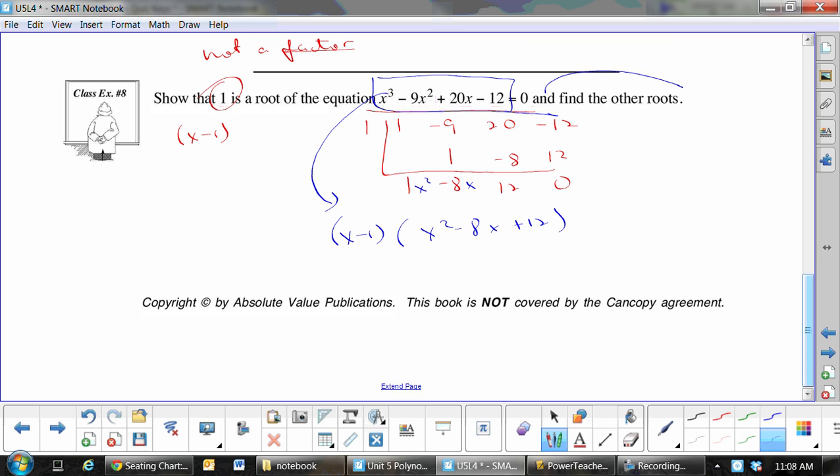But it says find the other roots. I only know one root so far. It's 1. How do I find the other ones? Well, let's factor this trinomial, and that's grade 10, right? What two numbers add to negative 8 but multiply to give me positive 12? Negative 6 and negative 2. So it's x minus 1 times x minus 6 times x minus 2.